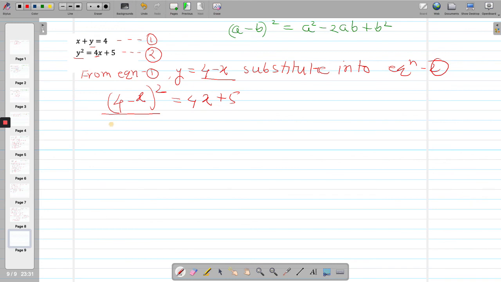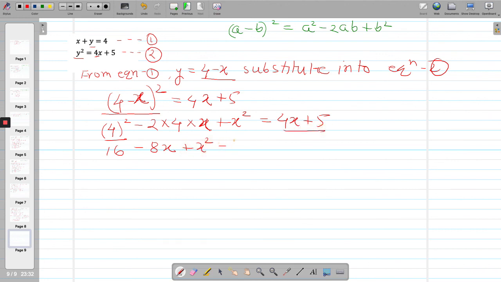I'm going to expand this one. So a squared, which is 4 squared, minus 2ab, 2 times 4, b is x, and then plus b squared is x squared in here. Onto the right hand side we have 4x plus 5. So this is becoming 16 minus 8x plus x squared. I'm going to bring this part onto the left hand side, minus 4x and minus 5 equal to 0.